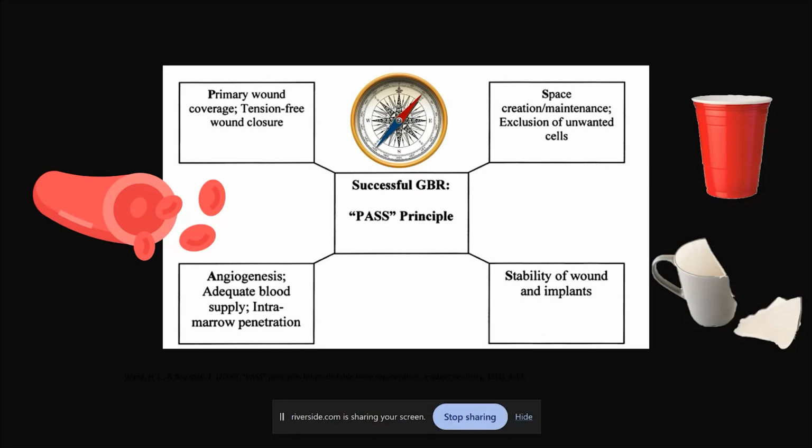You'll say, I didn't get primary wound coverage, so this is probably what I should have expected. Primary wound coverage without any kind of membrane. When I get into advanced grafting, I'll tell you there are some benefits to a membrane in certain scenarios.